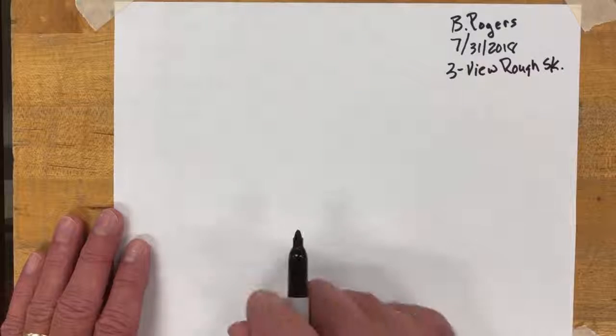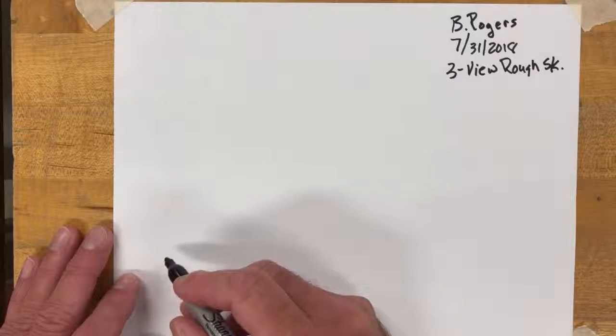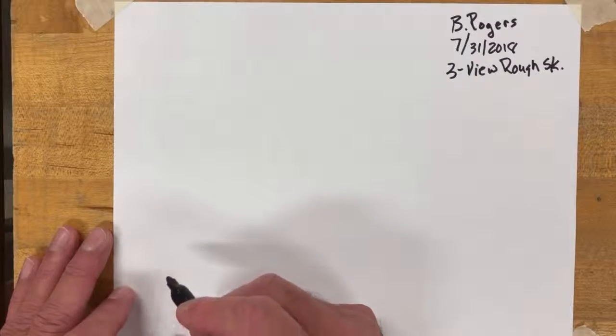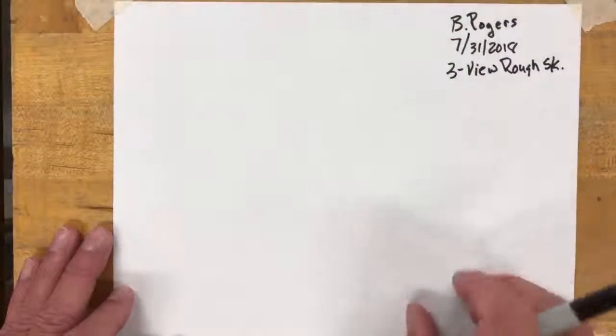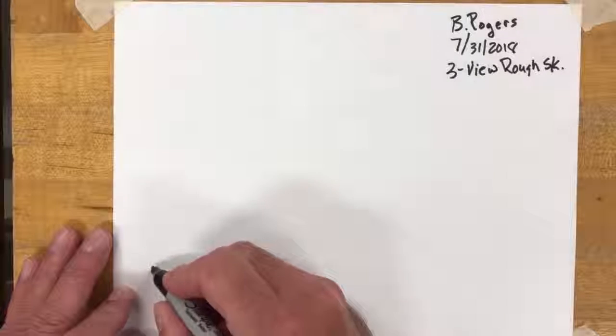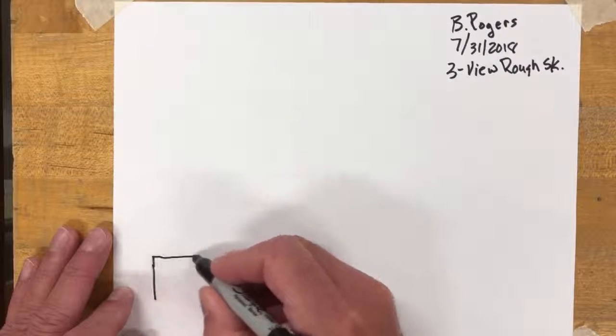All right, let's get started in the lower left-hand corner. We're going to put our front view down here. We're going to put a top view directly above and in line with it, and a right side view to the right. So we start out just like we did with our brainstorming sketches.